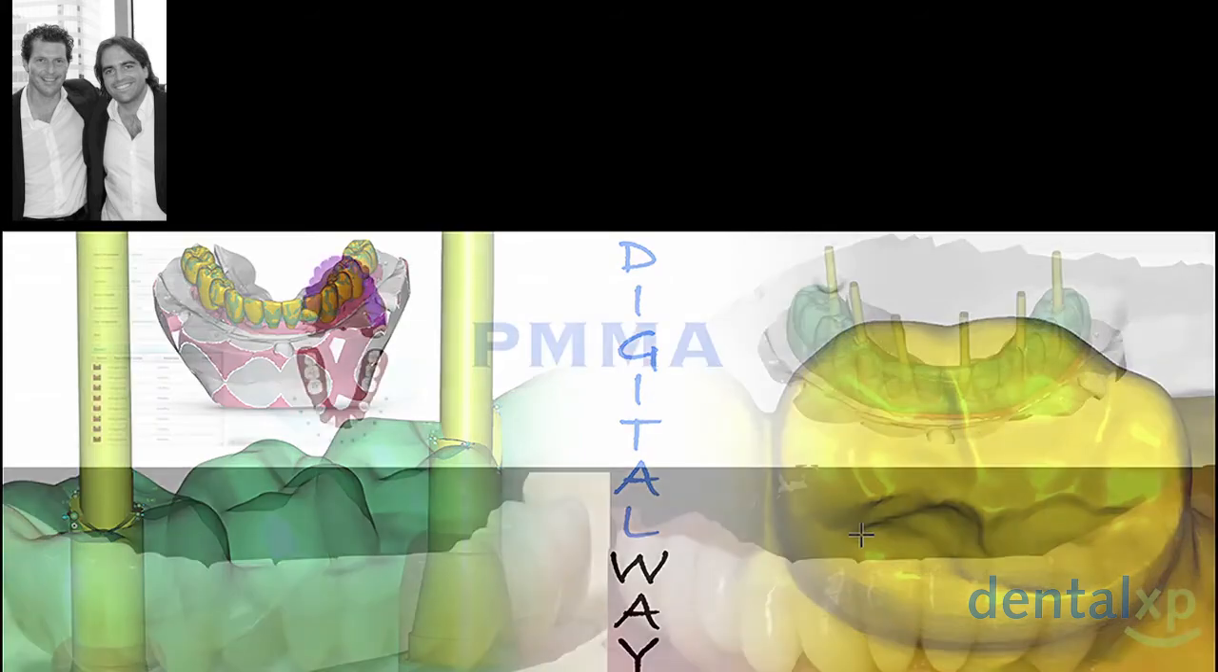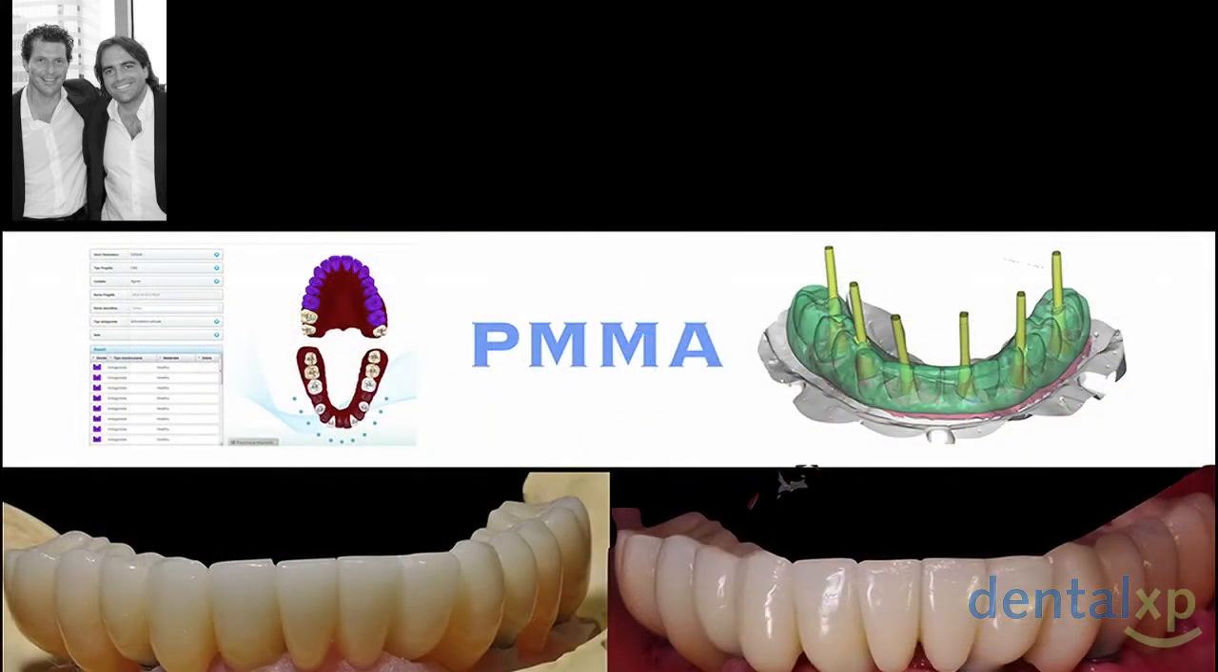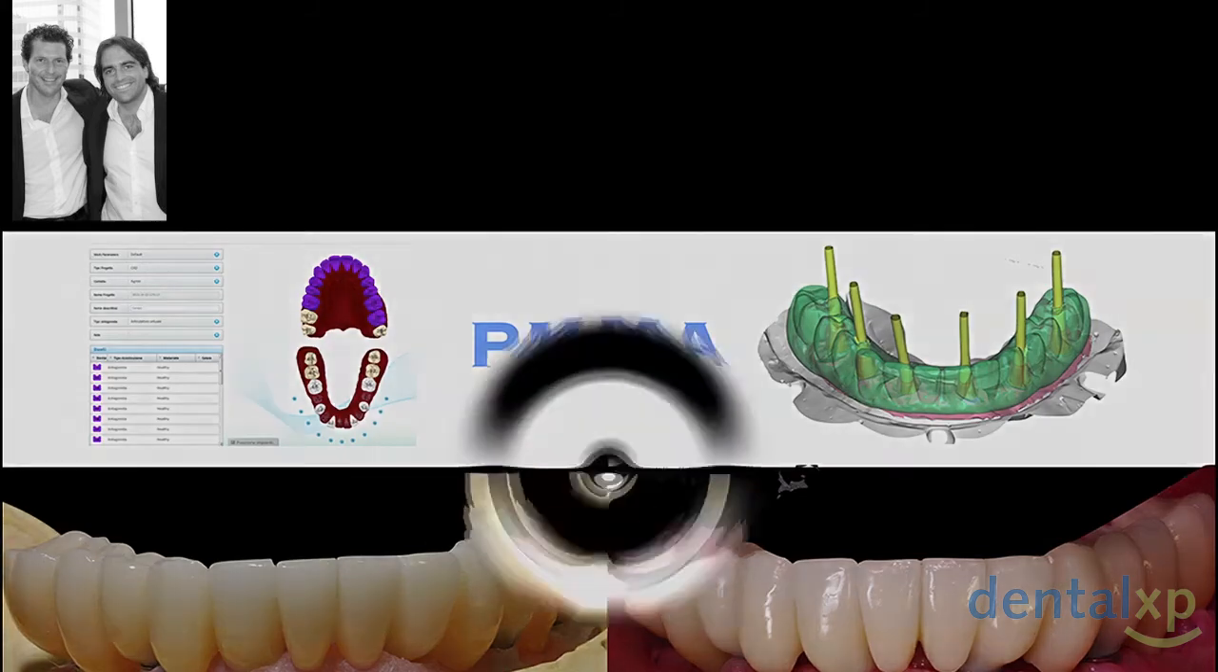Okay? And so once again, you will see here new technologies, but also new materials. PMMA immediate provisional restoration, okay? This is another case, just to show you that we can have different options. We just have to target what our patient needs, and then choose the option that we think suits better.